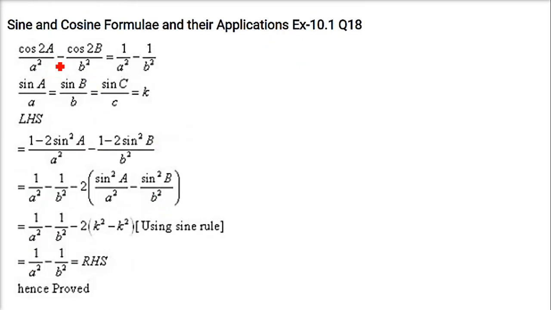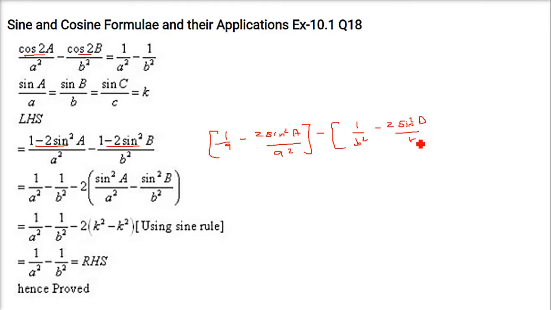Here we have this term, and this term has to be proved equal to this one. So first we will write cos 2A as 1 minus 2 sine square A and cos 2B as 1 minus 2 sine square B. Now here we will take 1 by a square. I'll show you. This 1 by a square we take. This we can write as 1 by a square minus 2 sine square A by a square. And then we have minus 1 by b square minus 2 sine square B by b square.